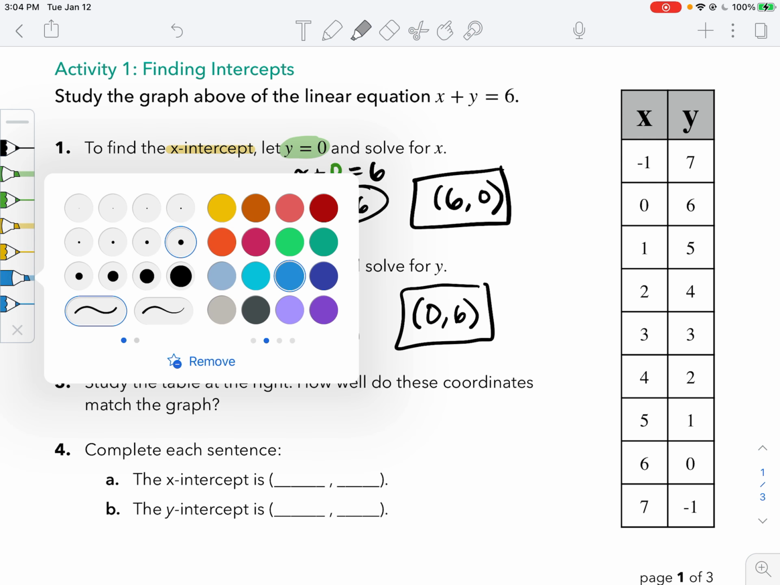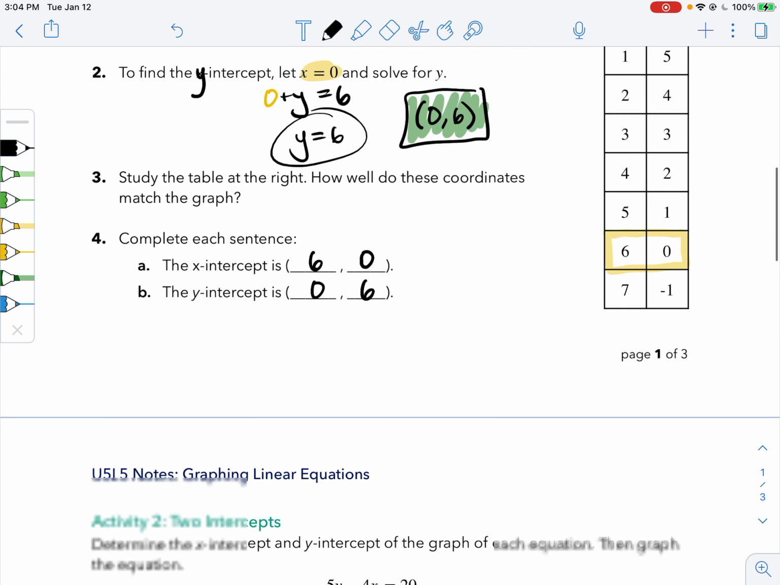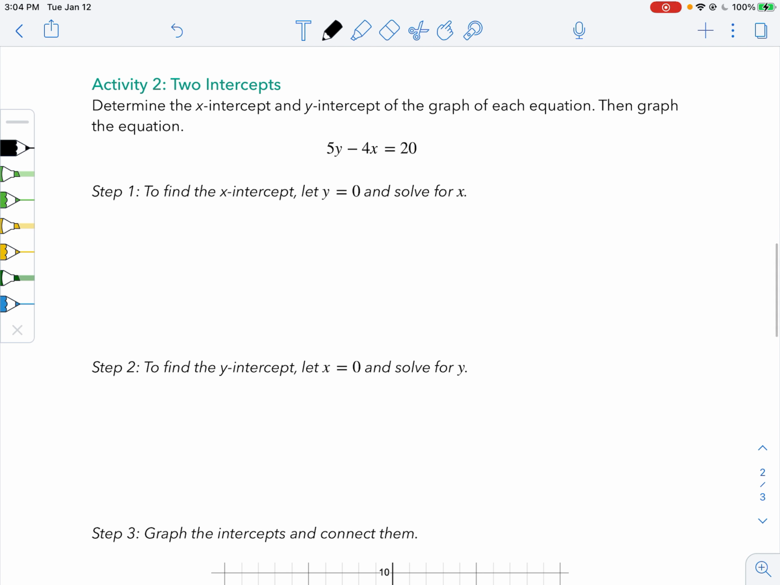I'm always going to make our y-intercept dark green. So it's over 0 up 6. And our x-intercept, I'll just make yellow. We don't deal with that a lot. There we go. Okay. Oh, hey, we already have this information down. The x-intercept is at over 6 up 0. The y-intercept is at over 0 up 6. Cool. So let's determine the x and y-intercept of the graph for each equation, and then we'll graph it.